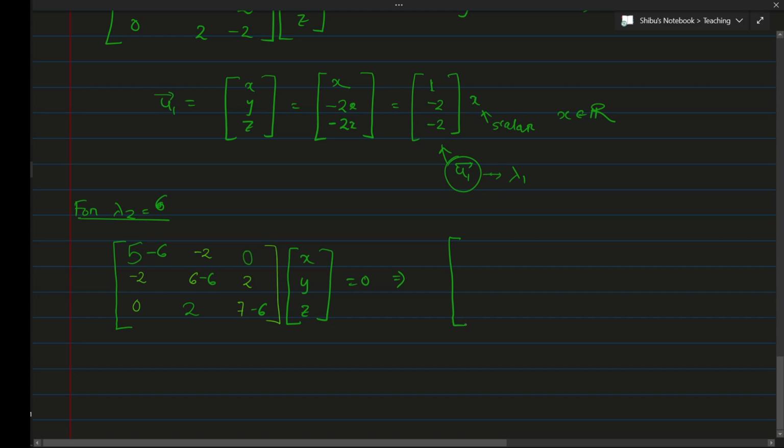Now if we simplify this, then it will be equal to: this is minus 1, this is minus 2, this is 0, this is minus 2, this is 0, this is 2, this is 0, 2, 7 minus 6 is 1, right?